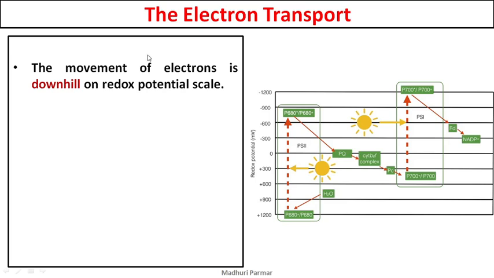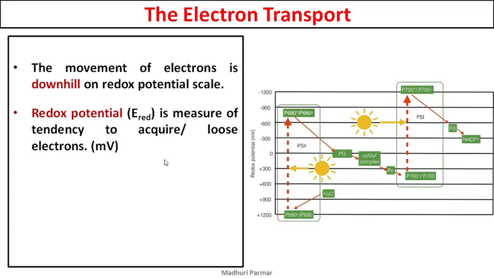The movement of electrons is downhill. As you can see, if there is an excited electron which is picked up by some electron acceptor, after that it moves downhill. It goes down on the redox potential scale. Here is this redox potential scale. Let us understand what is redox potential. It is normally written as E red. I don't know if you have studied cell in chemistry and understood this redox potential properly. I hope so, but otherwise for our scenario, let us understand redox potential.